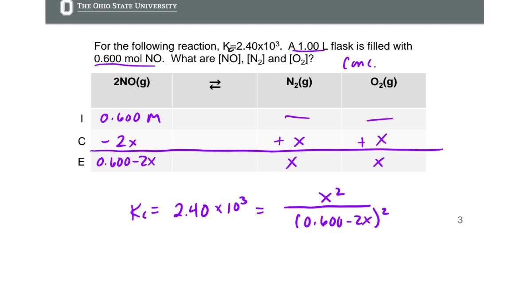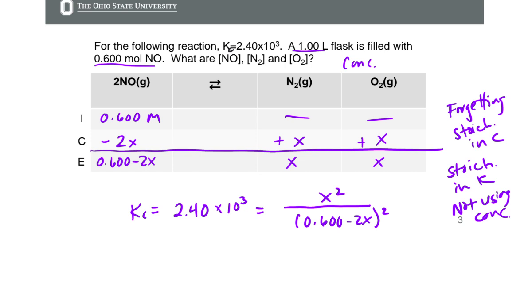Yes. So, yeah, that brings me to easy mistakes to make. One is forgetting to use the stoichiometry in the change line. Another is forgetting stoichiometry in K, so we're using that as the power. And the third one is typically not using concentration in the ICE table itself. Okay, so watch those three things.